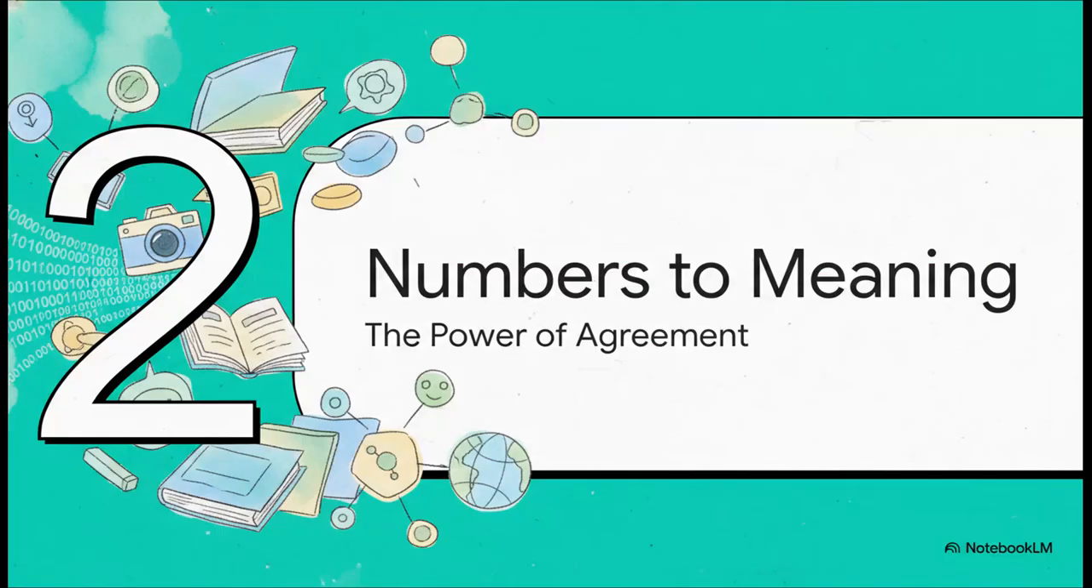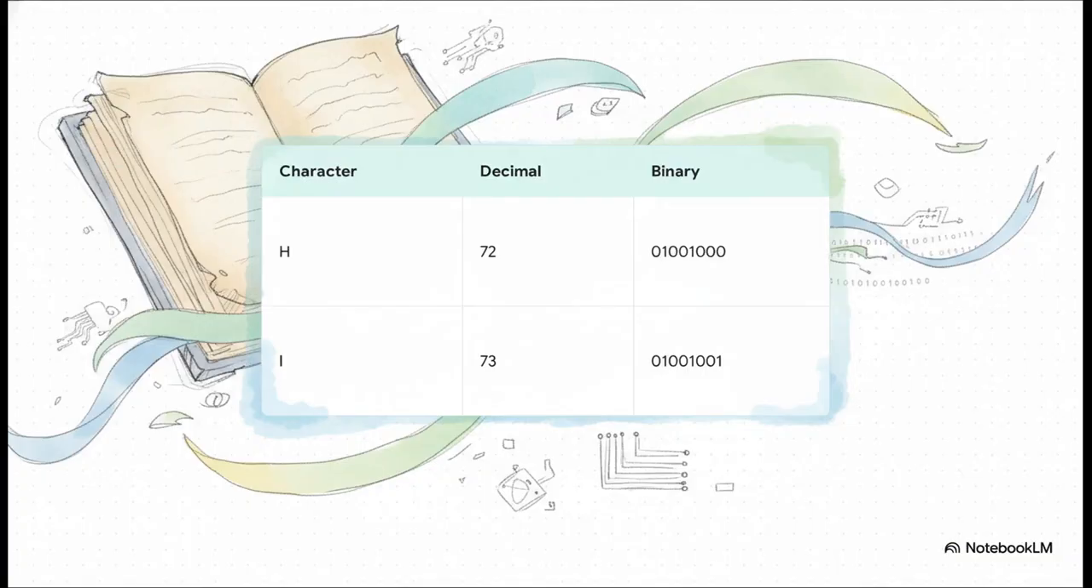Okay, so we've got numbers down. That's cool, but our digital world is way more than just numbers, right? It's filled with text and pictures and all sorts of things. So how do we make that jump from just numbers to actual meaning? Well, the secret is, honestly, surprisingly simple. We all just agreed. A standard was created called ASCII, which is basically just a big chart where we all decided which number represents which letter or symbol. So when a computer sees the number 72, it just knows, we've all agreed that's a capital H. The number 73? Yep, that's an I, and so on.